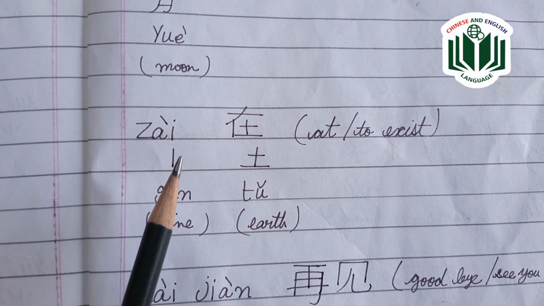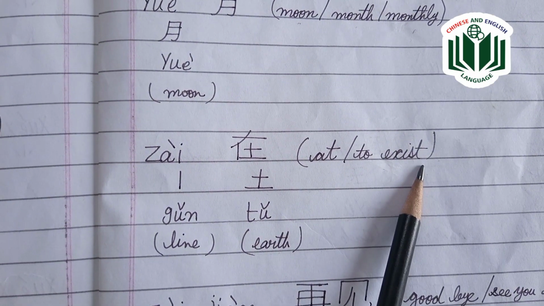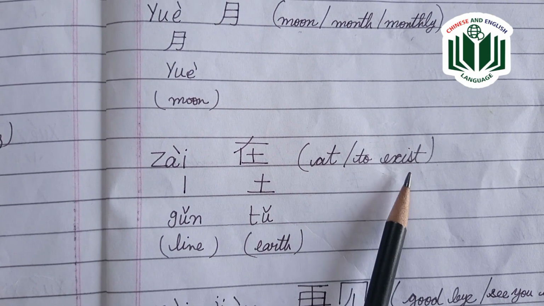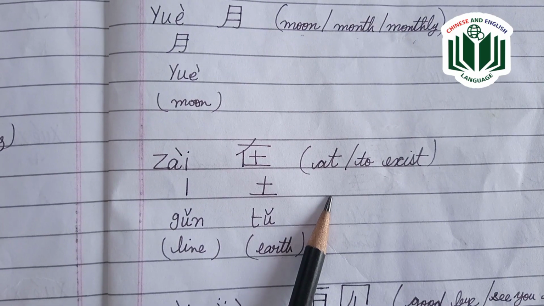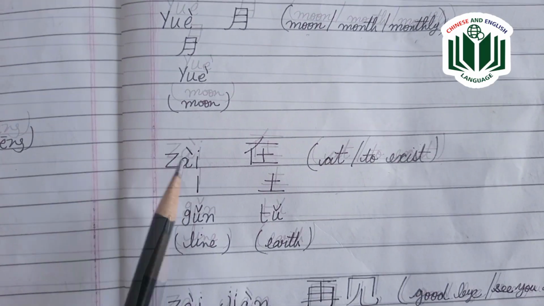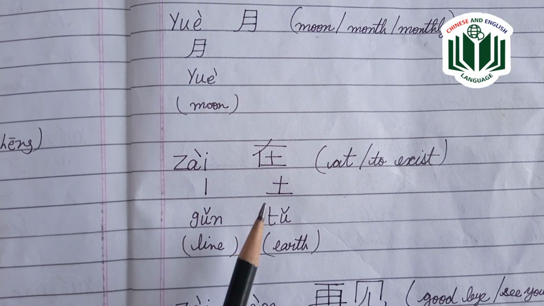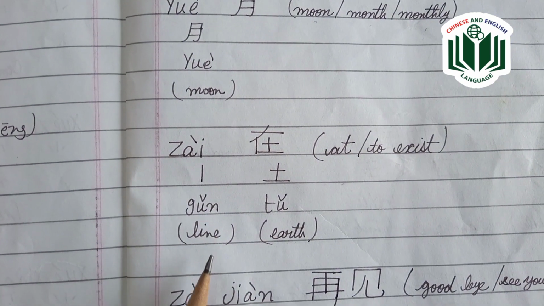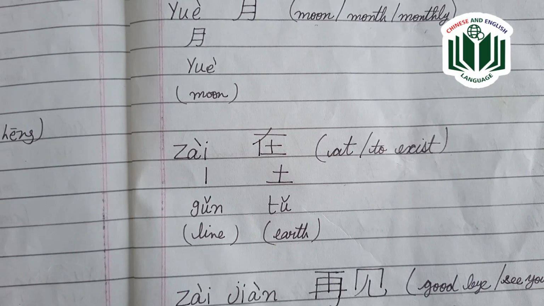Zài. Zài means at, to exist. It has the radicals. Yī means line. Tǔ means earth.